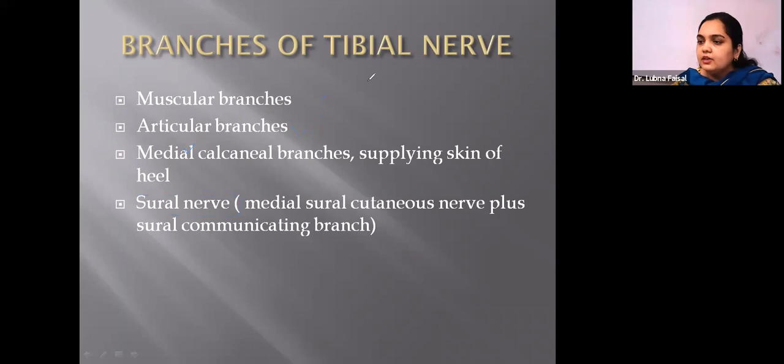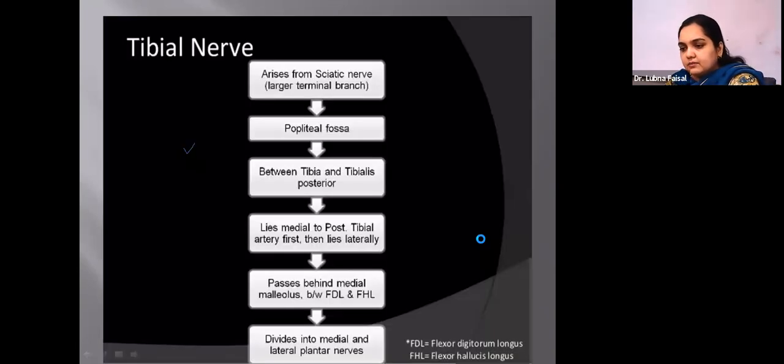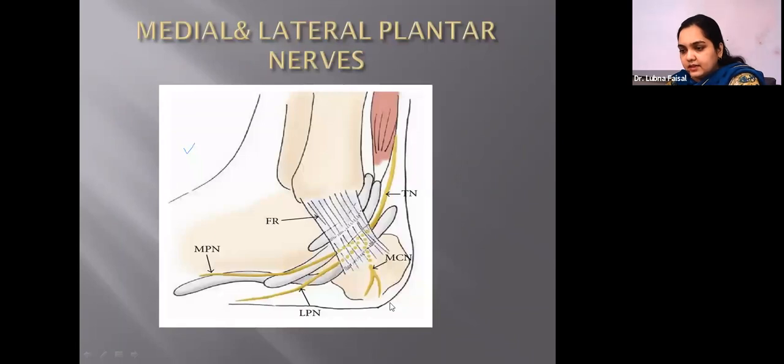Medial and lateral plantar branches. At the ankle joint, these are the terminal branches. Here we have the medial and lateral plantar branches. Medial plantar nerve, lateral plantar nerve. This is the medial plantar nerve, you can see, and here is the lateral plantar nerve. These are the branches of which nerve? Tibial nerve.